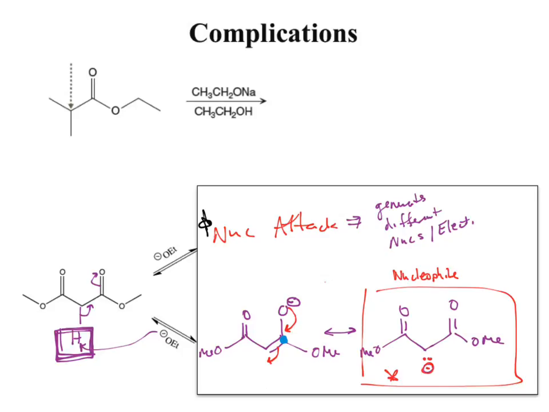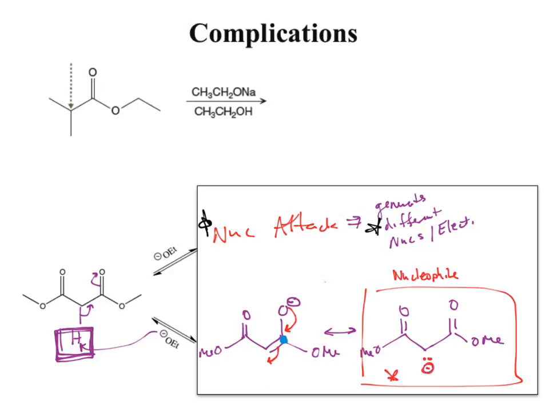Okay. What if I can't mitigate the nucleophilic attack? What if I can't prevent the nucleophilic attack? What do I then need to prevent? What is the issue with the nucleophilic attack? It generates different nucleophiles and electrophiles. The different is the next part of this. We said we can't get rid of the nucleophilic attack. Then what we have to fix is the different. If the nucleophile attacks, it cannot generate a new nucleophile.